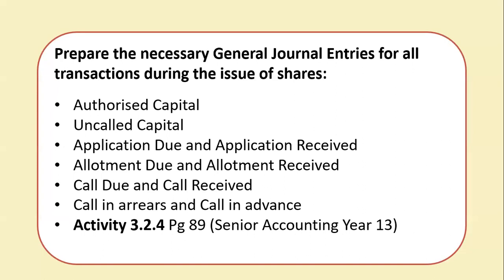So in our journal entries, we did not receive all the call, the $12,000. It was short by $80 because the $80 was the call in arrears. So there was no separate journal entry for call in arrears. It was accounted for when the actual money for call number 1 was recorded, and there was no call in advance.